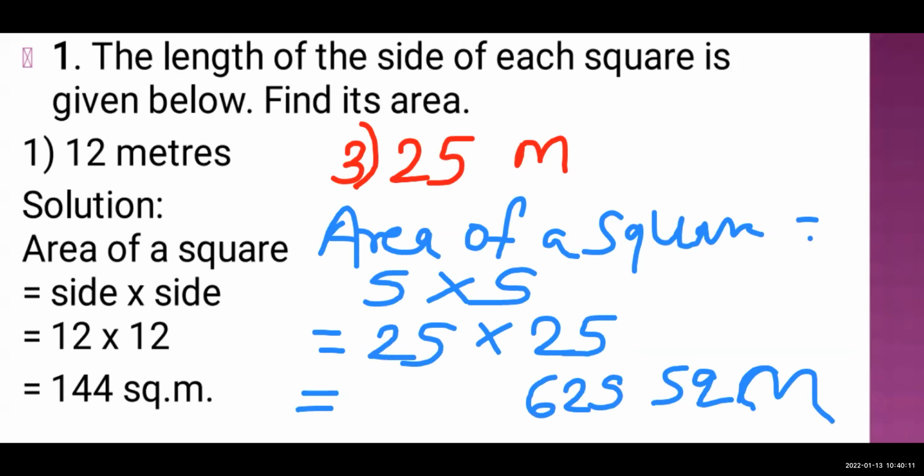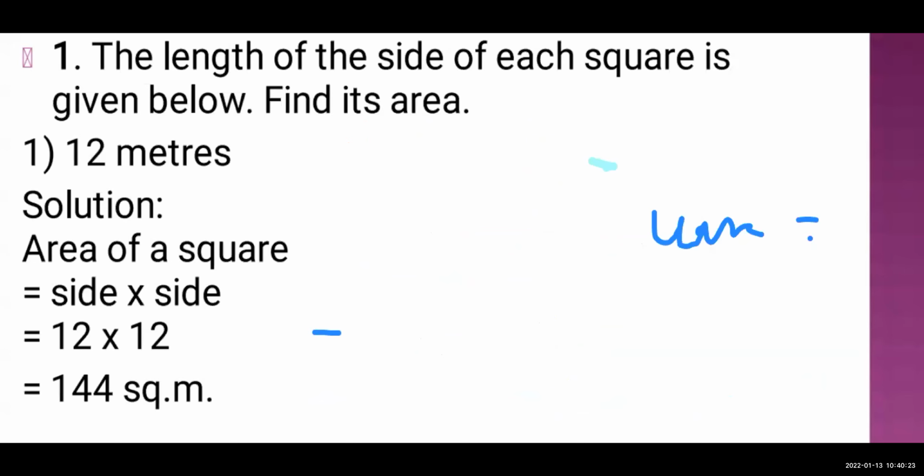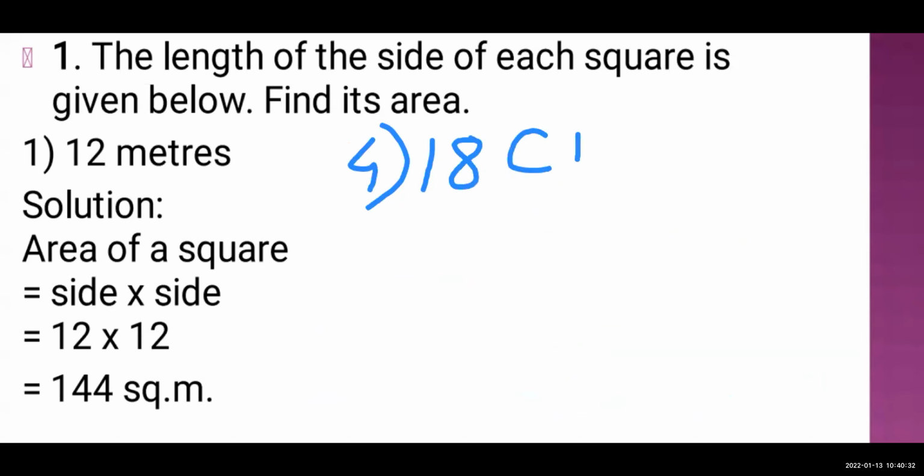So I think most of the students have given me the right answer. Who have done a little mistake, just redo it one more time. Okay. Now we'll see the next sum. Next question is 18 centimeter. Let's start doing. And now I want answers in the chat box. I'm not going to do the sums on the board. I'm going to ask you the answers in the chat box. 18 centimeter.